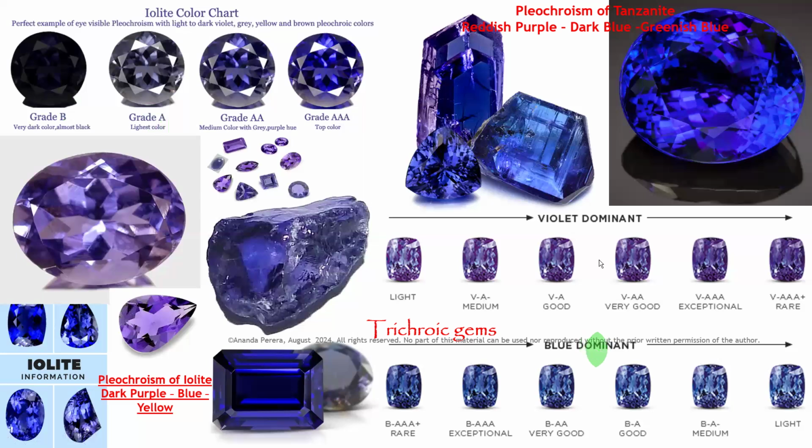Violet dominant and blue dominant are there. Both are there in trichroic gems. Look at the color range. Light, VA medium, V2A good, V double A very good, V triple A exceptional, V triple A plus is a rare color. This grading comes with iolite and also tanzanite. Blue dominant is given like this. Then purple dominant and blue dominant is coming like that.